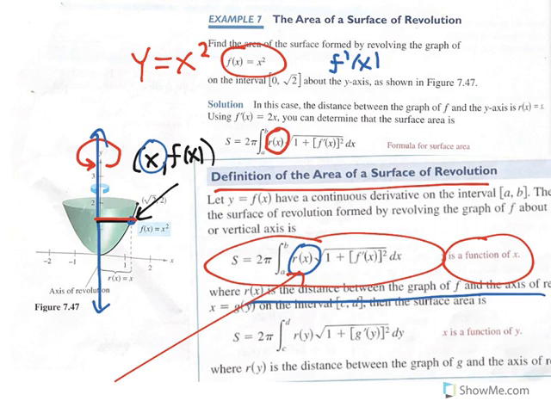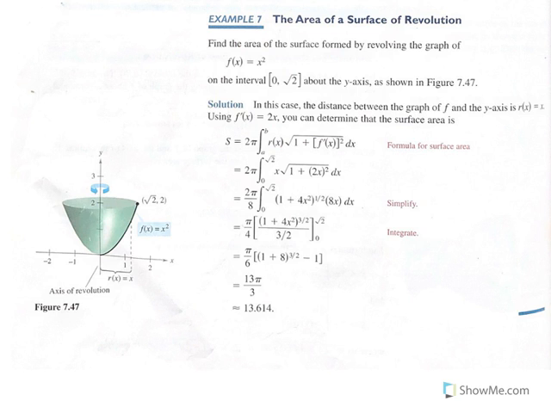And of course, we can easily find f prime of x. It is 2x. And you're going to take that and replace f prime of x with 2x, and then you have to square it. So when you do all of that, you replace r of x with x, you replace f prime of x with 2x, and then you have to square it. And the next line will be this.